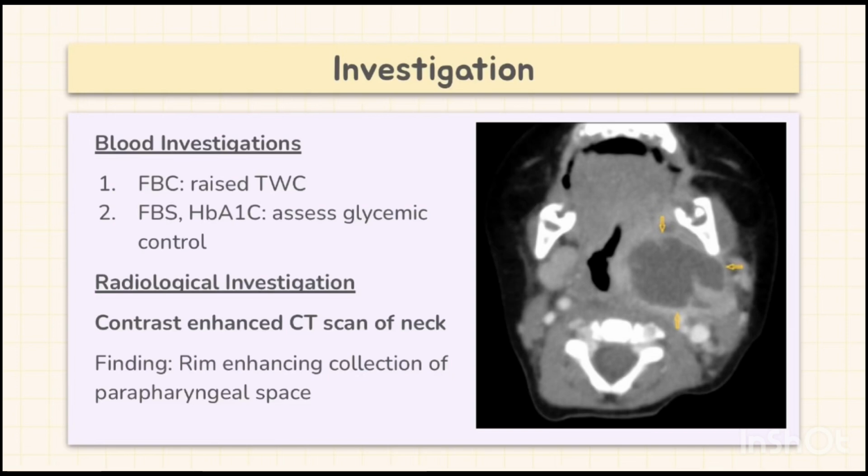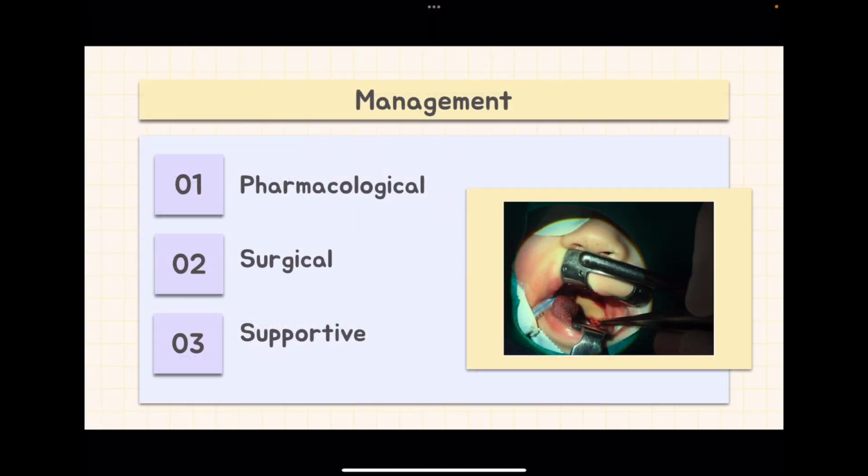Next, for the investigations, you can carry out blood investigations like full blood count to see any raised white cell count that can indicate any ongoing infections. And you can also check fasting blood sugar and also HbA1c level to assess the glycemic control of the patient. For radiological investigation, you can do a contrast-enhanced CT scan of the neck, in which the common finding would be a rim-enhancing collection in the parapharyngeal space.